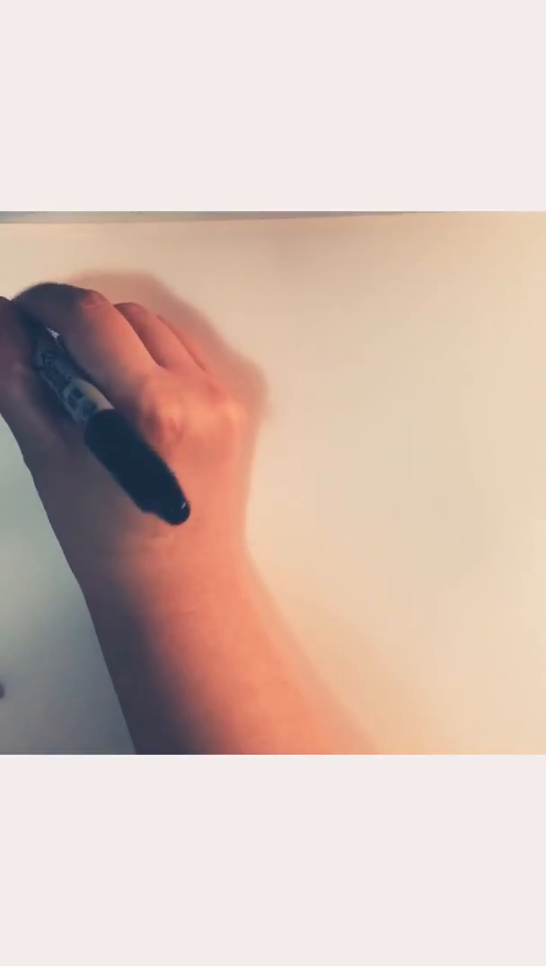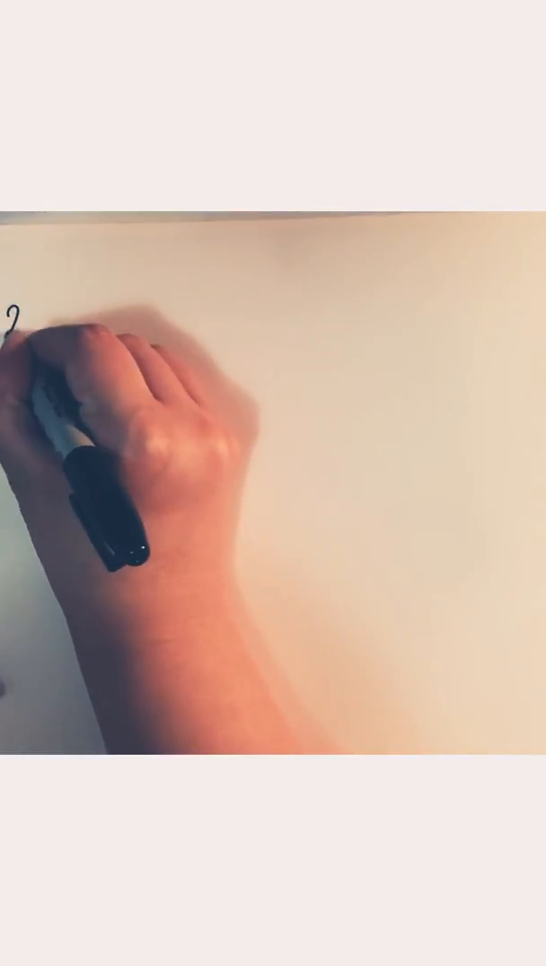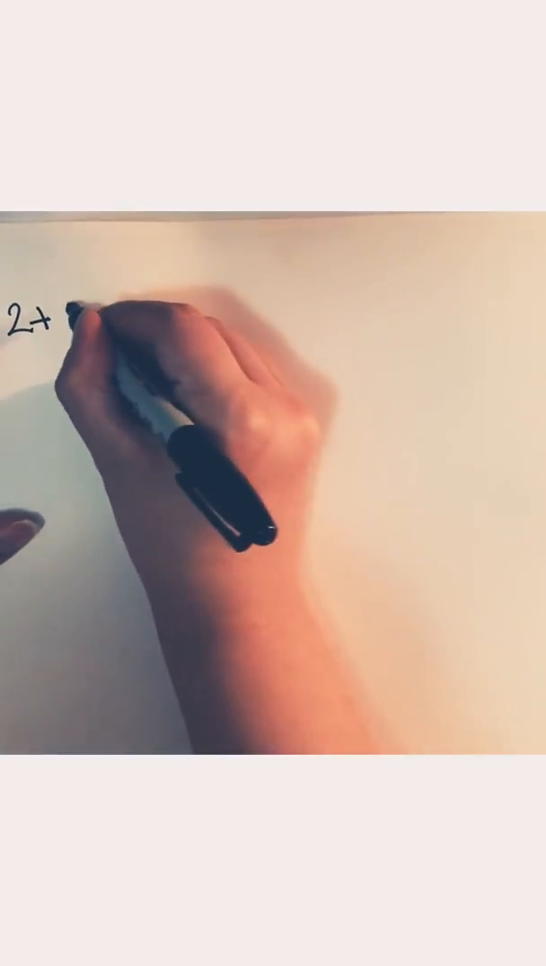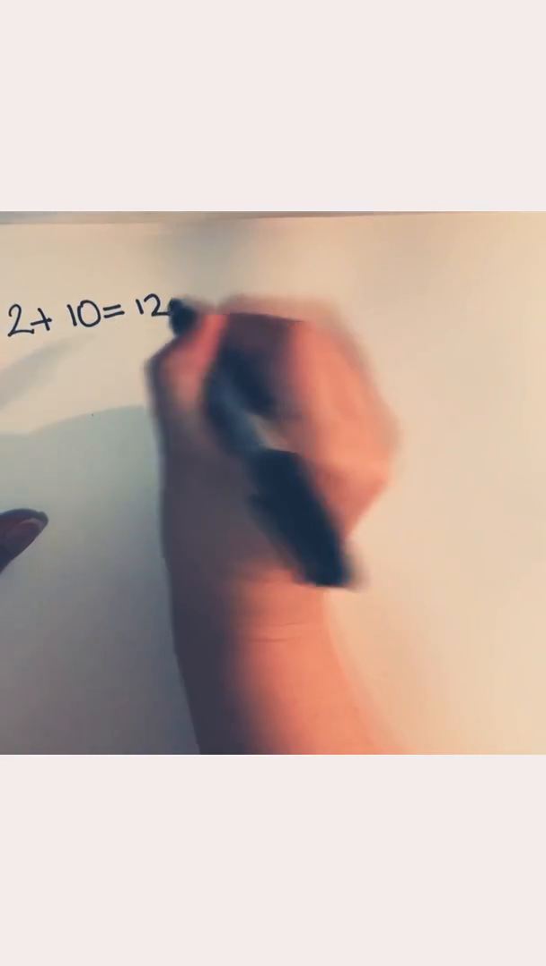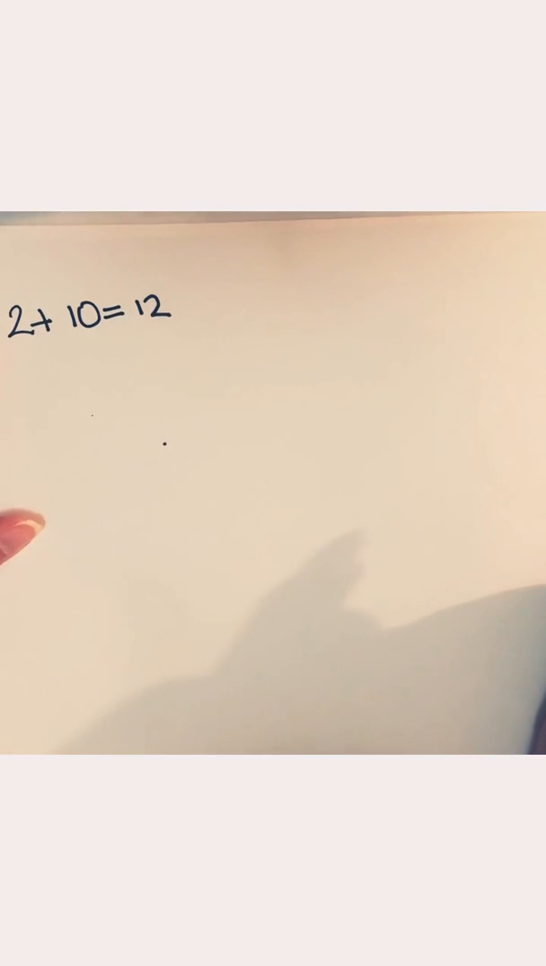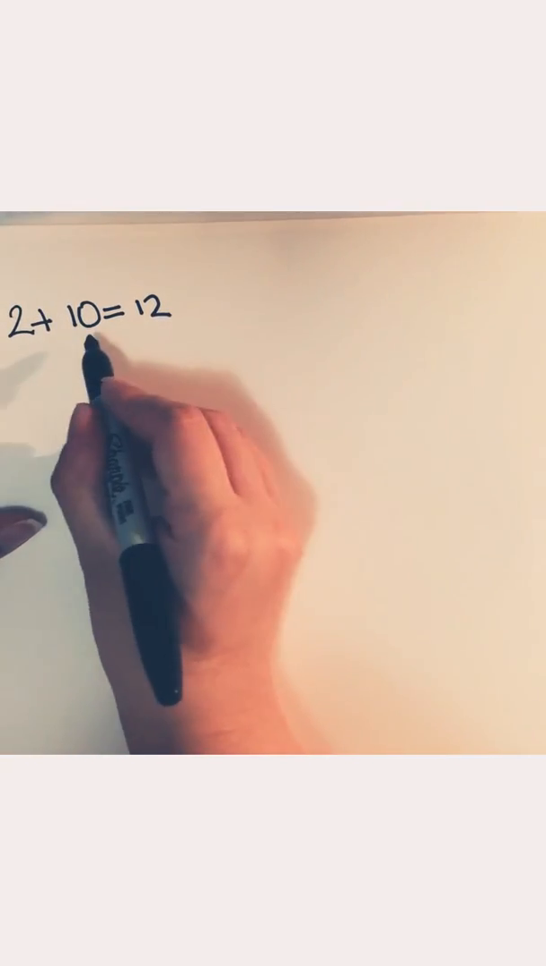The first topic that I think we are going to become masters in are the linear equations. So let's try something really simple. Let's say we got 2 plus 10 is 12. Well, duh. Most of you guys know that, right? 2 plus 10 is 12.